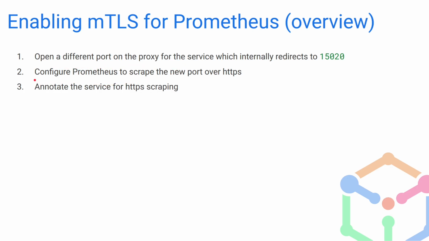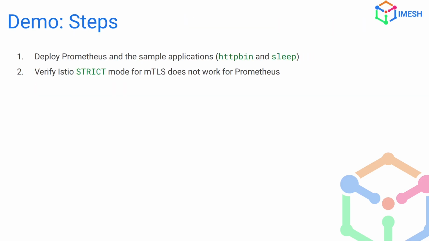Next, we'll configure Prometheus to scrape this new port over HTTPS calls. So this will also be done in a different way, because as I said, mTLS will not work normally with Prometheus. We have to configure Prometheus itself to make the HTTPS calls. Thirdly, we'll annotate the service for HTTPS scraping. So this is sort of optional. We can choose to ignore it if needed and apply it for everything in the mesh. But for this video, I'll be showing it on a particular application only, and the rest will continue with HTTP calls.